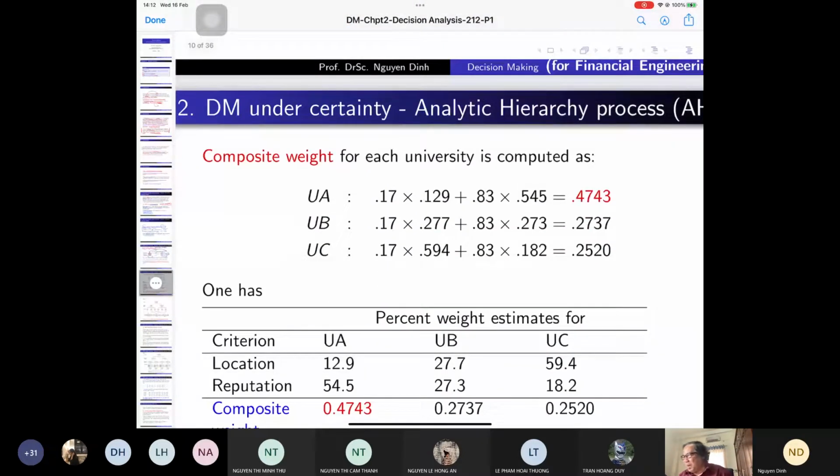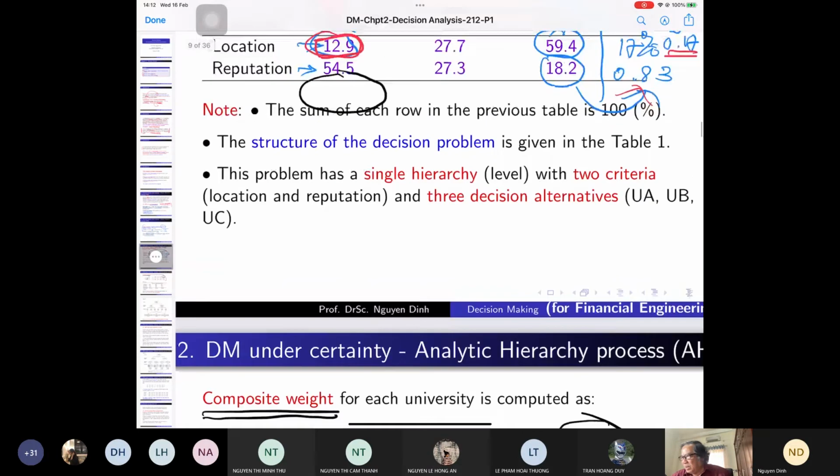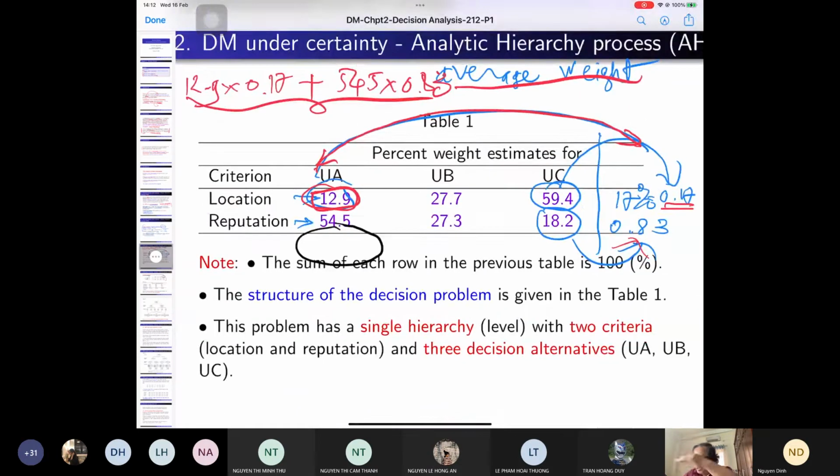And then you will see UA, you calculate, and you get 0.4743. And the UB you calculate the same way, UC you calculate the same way. So the average weight, or we call the composite weight of A, is this, and it's much higher than the other ones. Composite weight means the weight, but it is a composition between location and reputation.